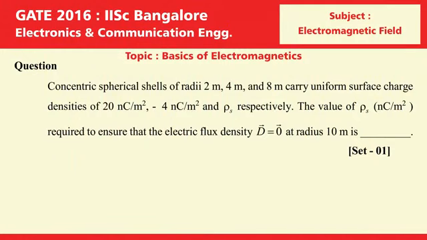Concentric spherical shells of radius 2 meter, 4 meter and 8 meter carrying uniform surface charge density of 20 nanocoulomb per meter square, minus 4 nanocoulomb per meter square and rho s respectively. The value of rho s in nanocoulomb per meter square required to ensure that the electric flux density D equal to 0 at radius 10 meter is.